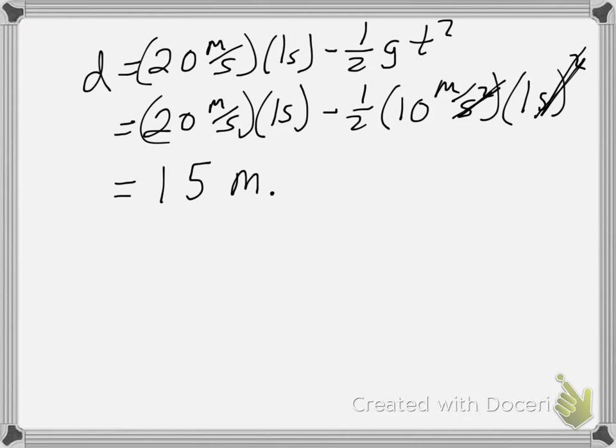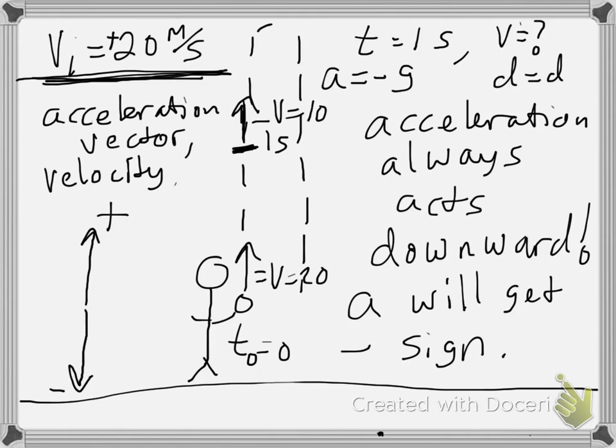So after 1 second, now we're counting where the ball left our hand from as the 0 line. So from this 0 line up to here, it went up 15 meters.